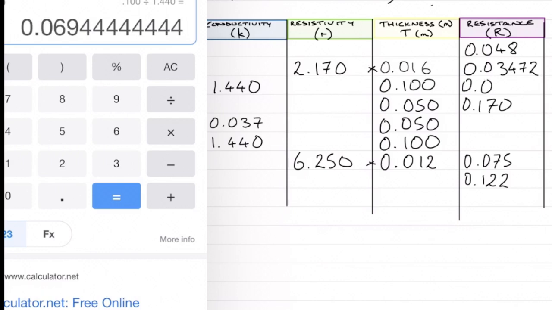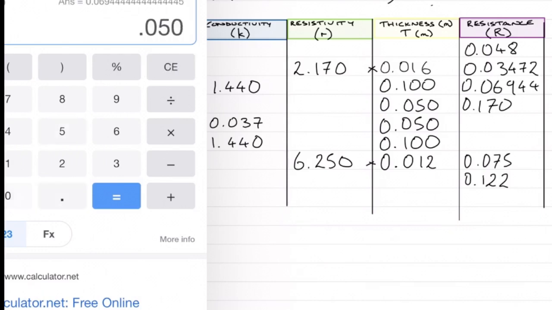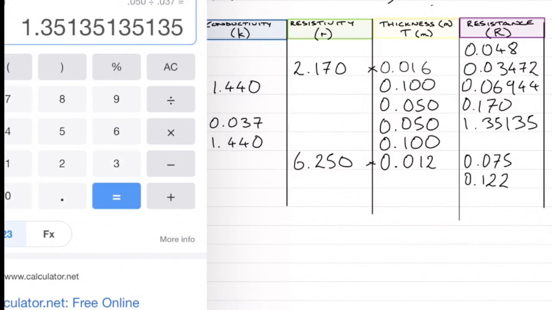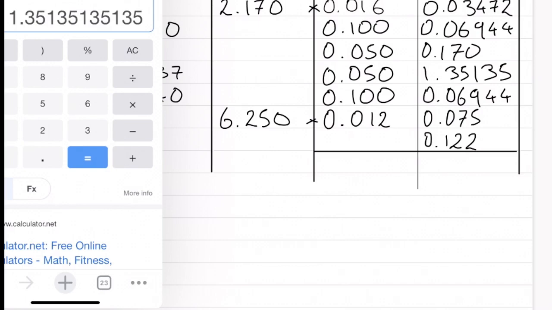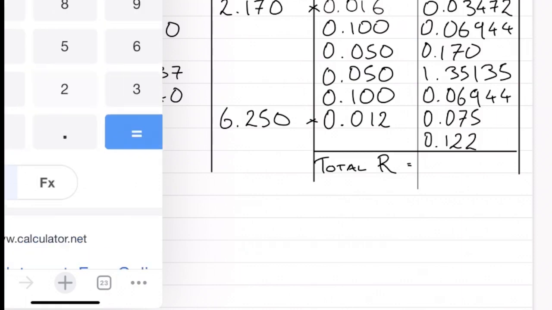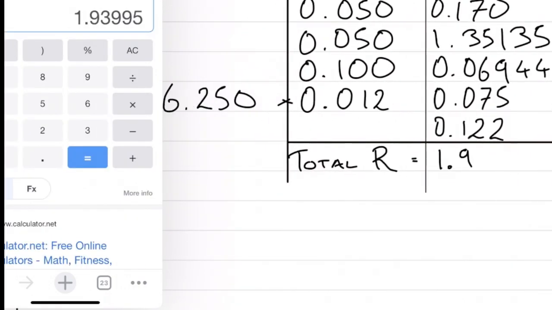So 0.100 divided by 1.44 and 0.050 divided by 0.037, and it's just a case of filling in. We add up all the resistance totals, so RT is resistance total, and we're going to add them all up now. As you can see that I'm doing on the calculator, you should be doing it yourself, but just check mine to double check. And we get an answer of 1.939.